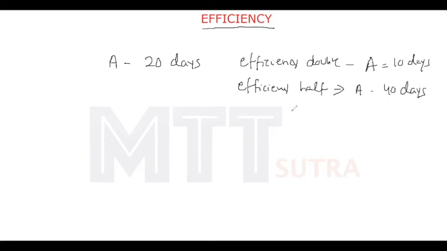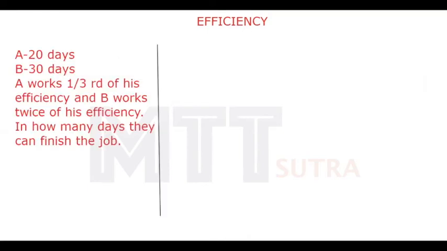Right. So in all the efficiency questions, it is always advisable to convert that thing into number of days. Then it becomes a regular question for you. There is no case of efficiency you need to discuss. So let us discuss questions based on efficiencies one by one. This is the first question. A takes 20 days to do the job and B takes 30 days to do the same job. A works at 1/3 of his efficiency and B works at twice his efficiency. In how many days can they finish the job?